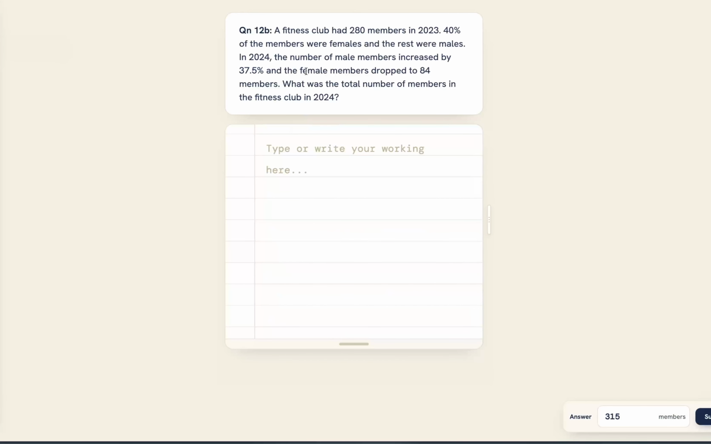There you go. So part B, what was the total number of members in the fitness club in 2024? So we know the females is 40%. That means the males will then be 100 minus 40, and this will give us 60%. So that means 2023 males will then be equal to 280 times 60%, and this will be equal to 168.